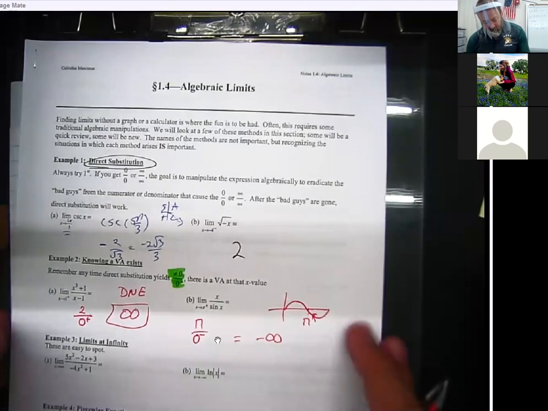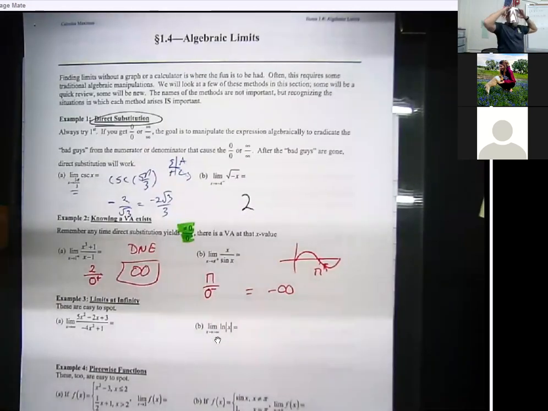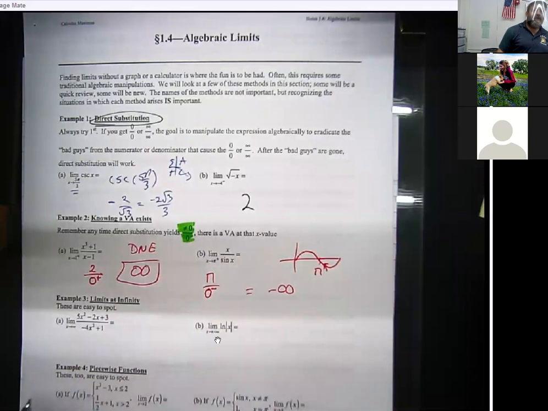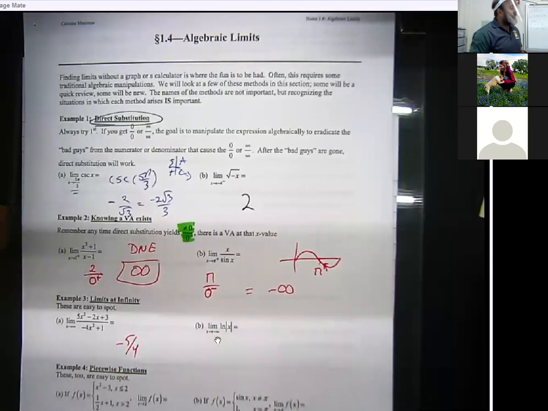As you go to infinity, we talked about these. Again, this is algebraic limits. This actually goes with what we did yesterday. What happens here if you approach infinity? We're just trying to be thorough. Negative 5 over 4, that one should be an easy one.